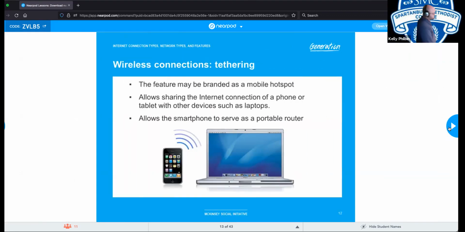All right, tethering. The feature may be branded as a mobile hotspot. They're pretty much the same thing. It allows you to share the internet connection of a phone or a tablet with other devices such as laptops.